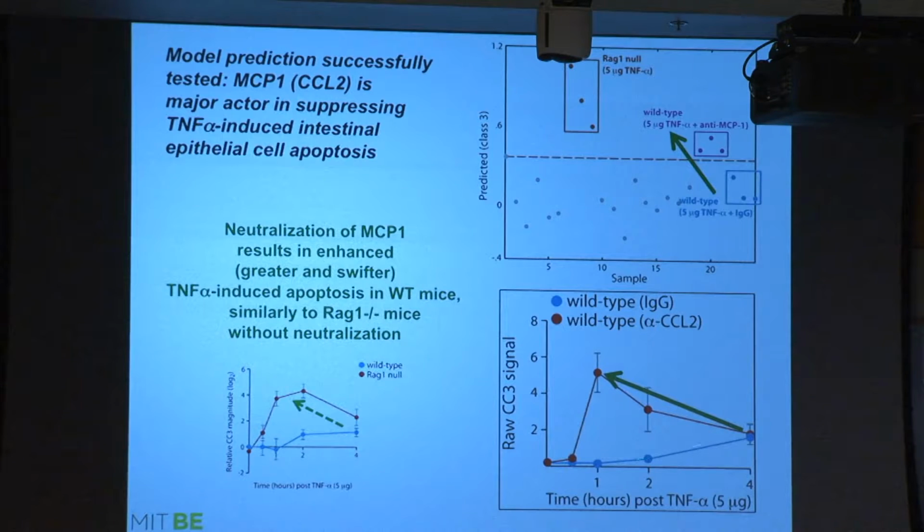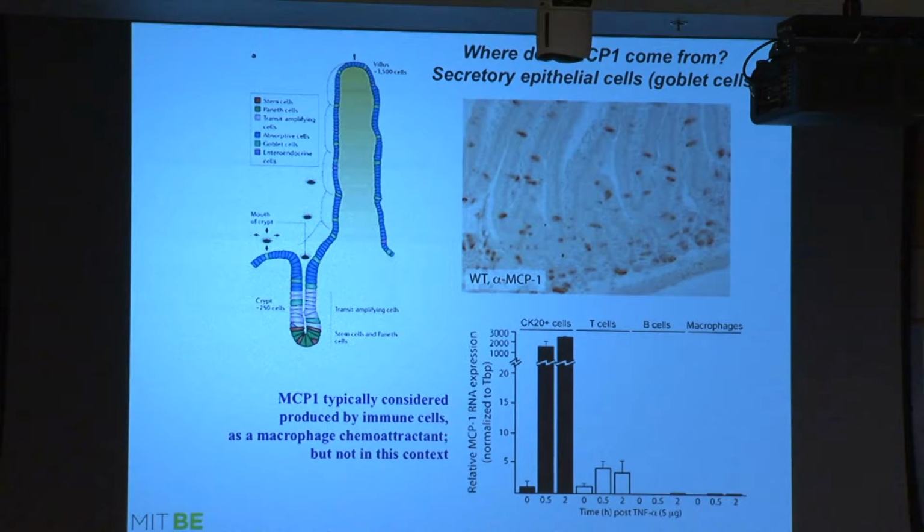Here's the wild type mice, low dose TNF, just deplete the MCP1, and now you get the same kind of early and aggravated apoptosis as if you had knocked out the lymphocytes. So this computational analysis can pull out threads, and then of course you can go back in and test them in a dedicated manner. Now you might ask, okay, where's the MCP1 coming from? Is it coming from the lymphocytes? Because when we take it out, things change.